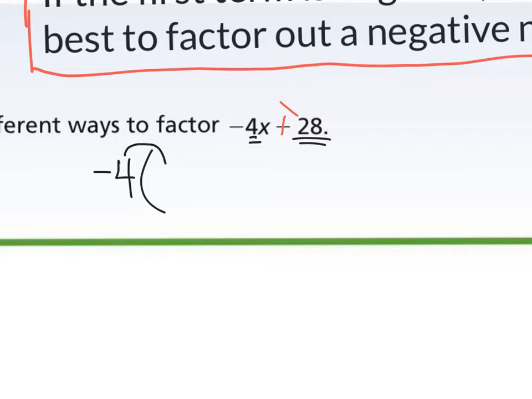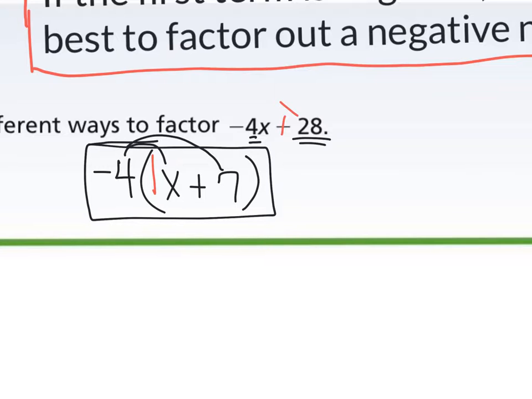So if we look at this, the negative 4, we're thinking negative 4 times what to get negative 4x, and then we're thinking negative 4 times what to get negative 28. So negative 4 times x, or 1x if you want, would give us the negative 4x, and then negative 4 times 7 would give us negative 28. This is one way of factoring this. Generally, I'm not going to be asking you guys to factor two different ways. This way would be fine. And again, that's going to be your best long-term answer.